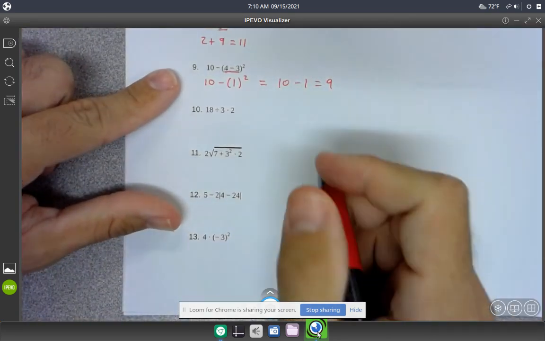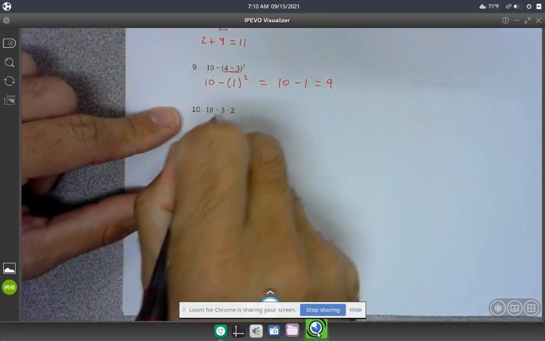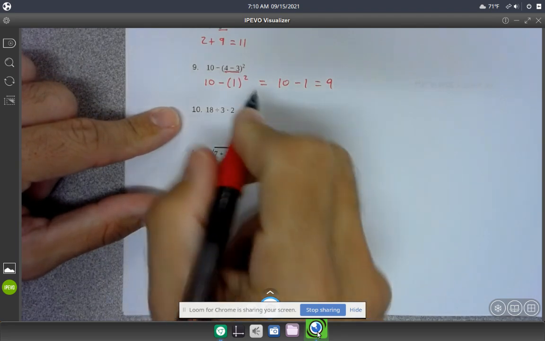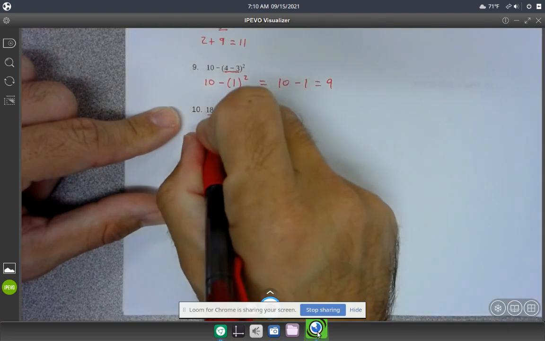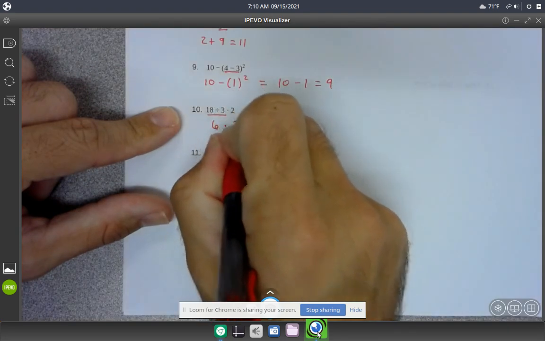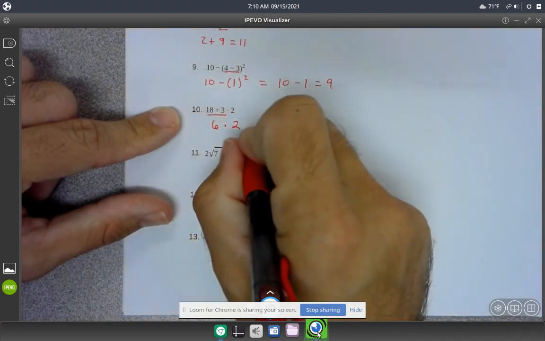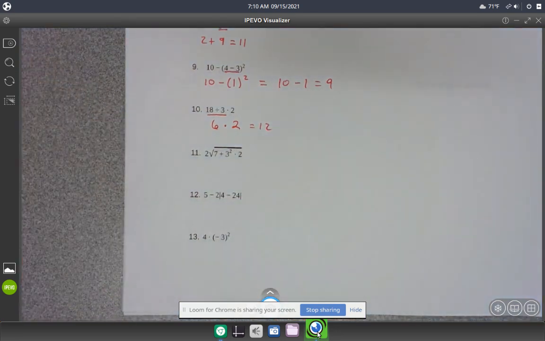All right, number 10, we want to multiply or divide from left to right. So I'm going to do 18 divided by 3 first, which is 6. And then 6 times 2, 12.